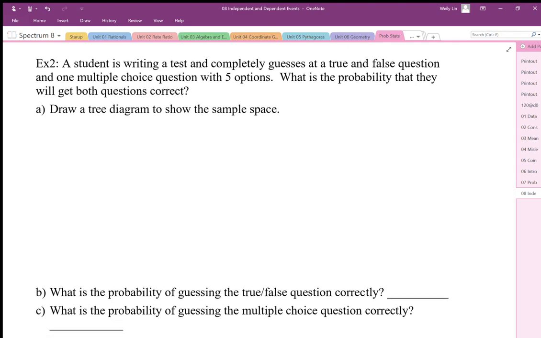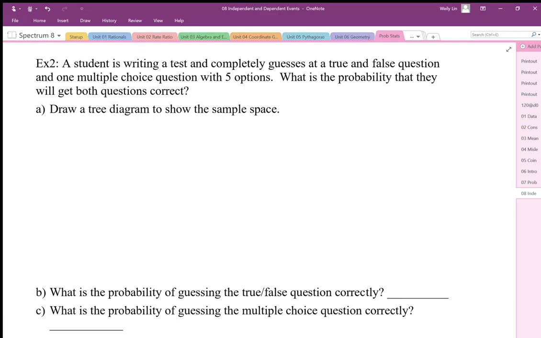So in this problem, we have a person writing a test. They have two questions, and one question is true, false, and the other one is a multiple choice with 5 options. Okay, so they're completely guessing at the true, false question and the multiple choice question. So what's the probability that they get them both correct?